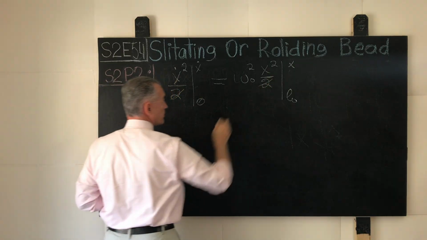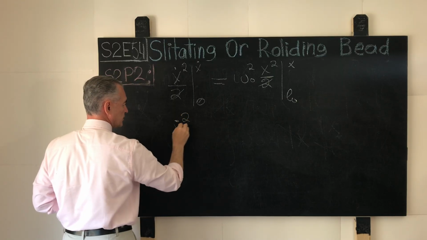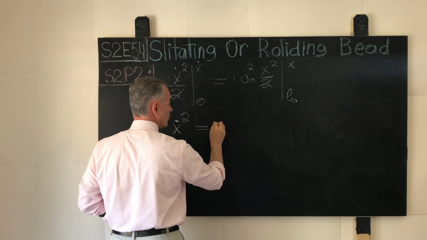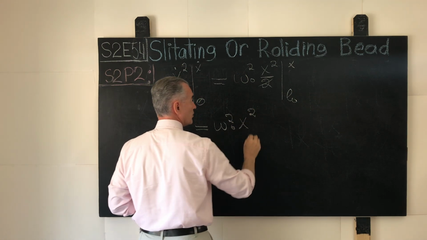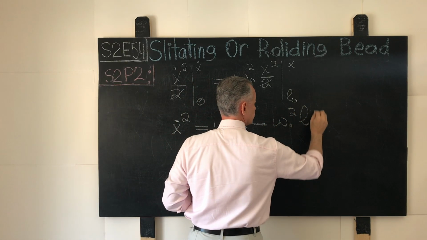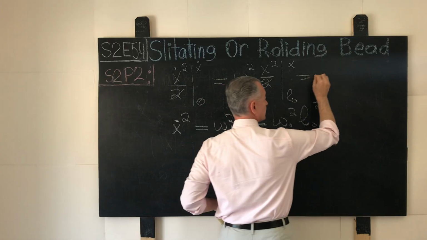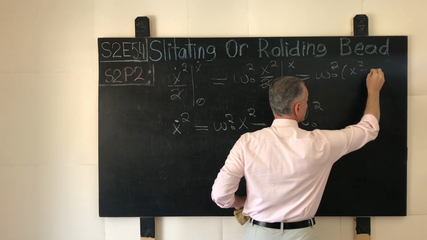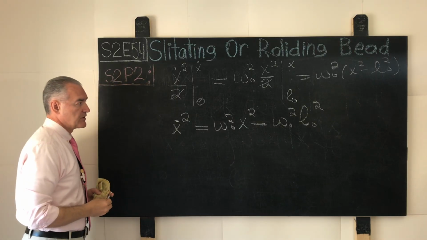2 and 2 cancel each other out right away. So we have x dot squared minus 0 is 0, and that is equal to omega 0 squared x squared minus omega 0 squared L0 squared. You see, I just opened up the parentheses on the left hand side here. If you remember your calculus course, that will be x squared minus L0 squared. This is all baby arithmetic.